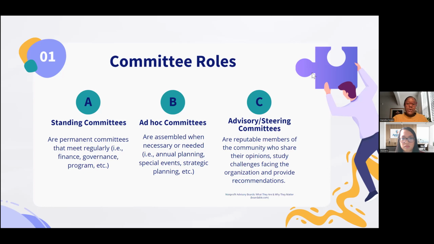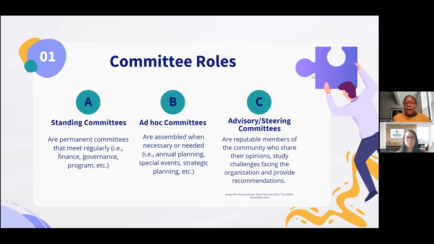So we have your typical standing committees. These are permanent. These are where you're regularly meeting and discussing the business of the board. So that would be the finance committee, then you have the governance, and then perhaps your programs committee. And these are just examples. You could have more committees depending on what you're doing. You could have more standing committees, that is.